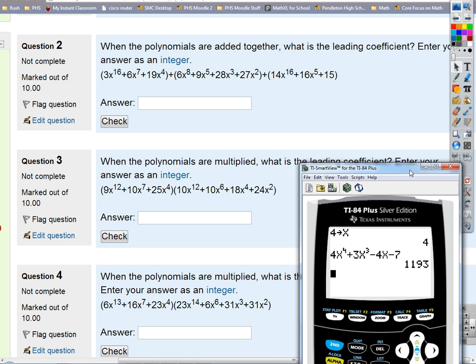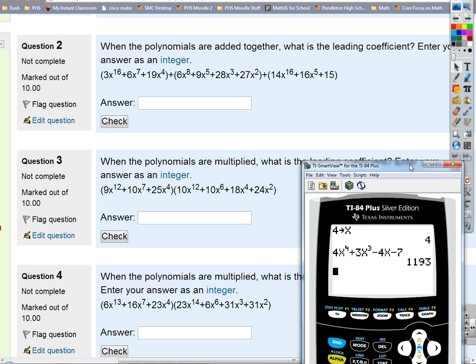What about this guy? When these polynomials are added together, what's the leading coefficient? Really the calculator doesn't help you a ton here. If I'm adding these things up, you don't have to do all this work. Be smart about this. You can outsmart this question a little bit. I encourage you to do that when you can. If I were to do this whole problem, I've just got to add up all the like terms. I'm going to get a huge string of like terms.